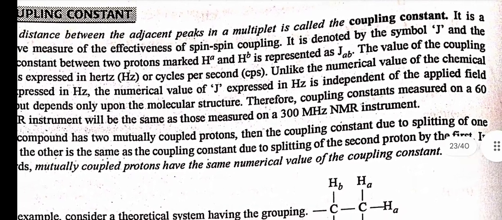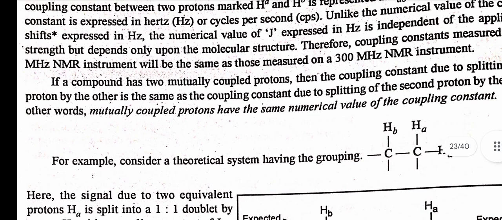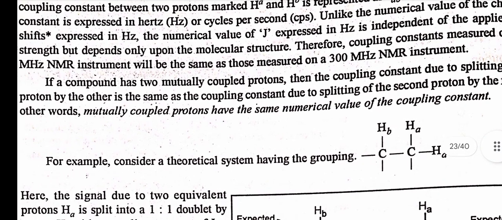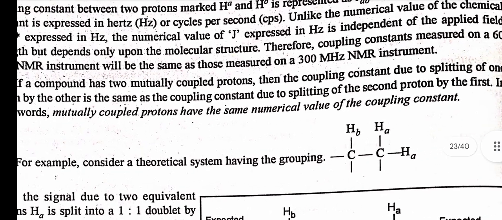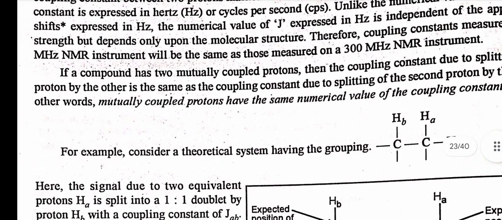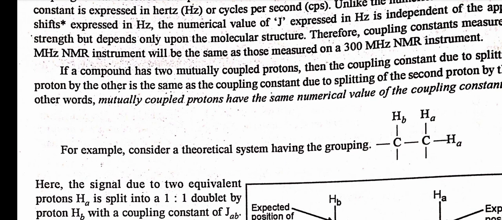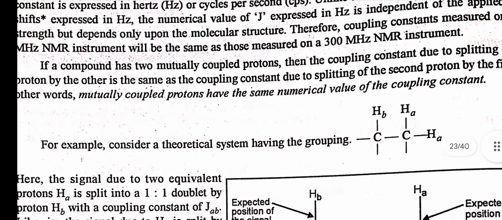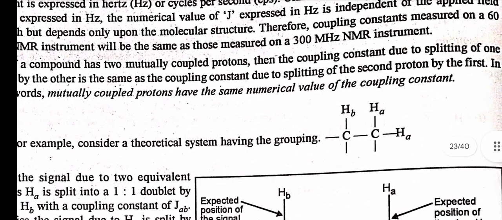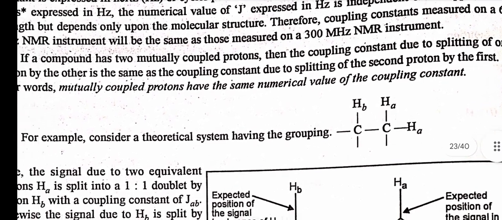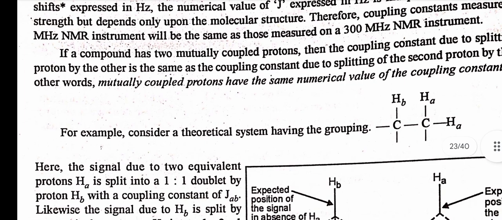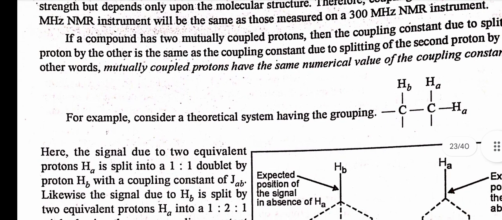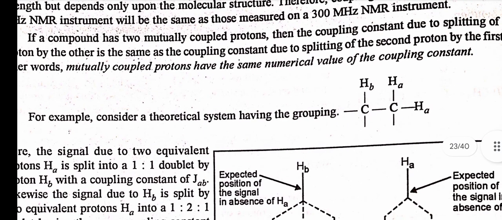Unlike the numerical value of the chemical shifts expressed in Hertz, the numerical value of J expressed in Hertz is independent of the applied field strength, but depends upon the molecular structure. Therefore, a coupling constant measured on a 60 MHz NMR instrument will be the same as that measured on a 300 MHz NMR instrument. If a compound has two mutually coupled protons, then the coupling constant due to splitting of one proton by the other is the same as the coupling constant due to the splitting of the second proton by the first. In other words, mutually coupled protons have the same numerical value of the coupling constant.